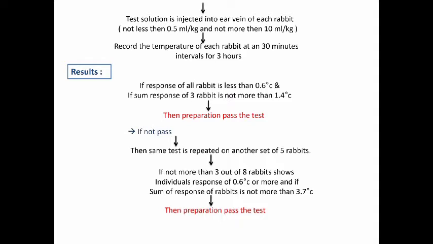Result: if the response of all rabbits is less than 0.6 degrees Celsius and the sum of responses of 3 rabbits is not more than 1.4 degrees Celsius, then the preparation passes the test. If not passed, then the same test is repeated on another set of 5 rabbits. If not more than 3 out of 8 rabbits show an individual response of 0.6 degrees Celsius or more, and if the sum of responses of rabbits is not more than 3.7 degrees Celsius, then the preparation passes the test.